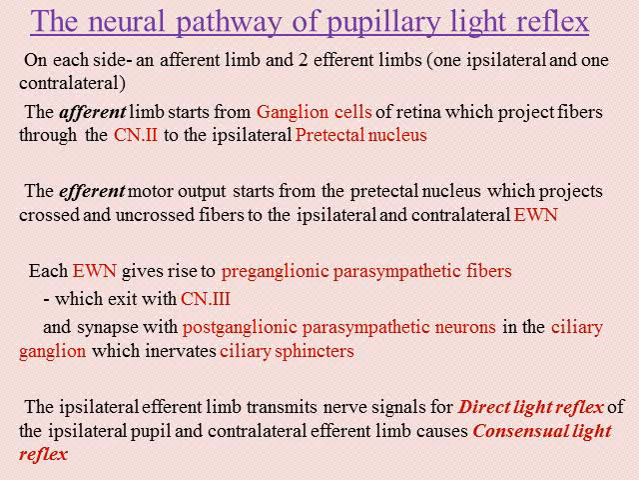Each Edinger-Westphal nucleus gives rise to preganglionic parasympathetic fibers, which exit with the oculomotor nerve and synapse with postganglionic parasympathetic neurons in the ciliary ganglion, which innervate the ciliary sphincter. The ipsilateral efferent limb transmits the nerve signal for the direct light reflex of the ipsilateral pupil, and the contralateral efferent limb causes the consensual light reflex of the contralateral pupil.